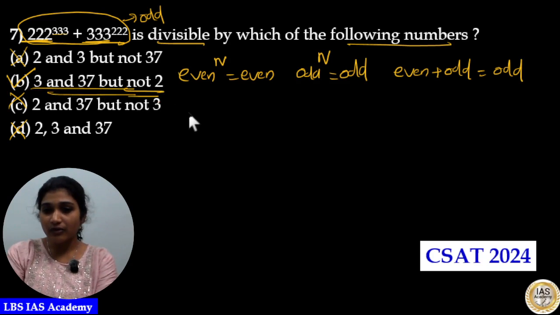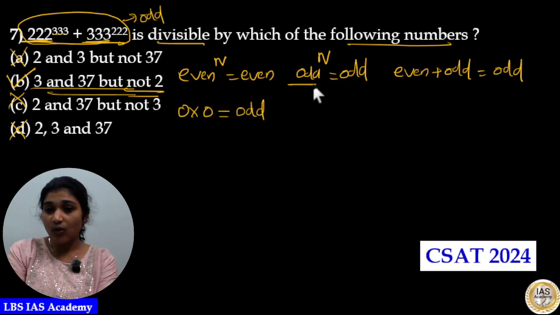Also, you have to remember one thing. Here, odd into odd will give you an odd number. You can take any number between 1 to 9 as an example. If you take 3 into 7, 3 into 7 is equal to 21. 21 is an odd number. That's why I said odd raised to any number n is an odd number. Odd raised to any number n means odd repeated n times. Here, the product of odd numbers is odd. So, odd raised to any number is odd.